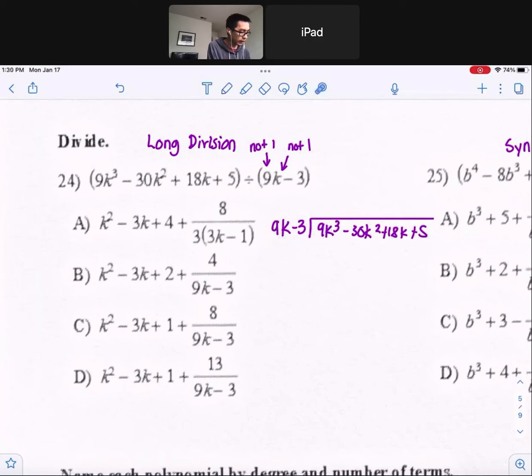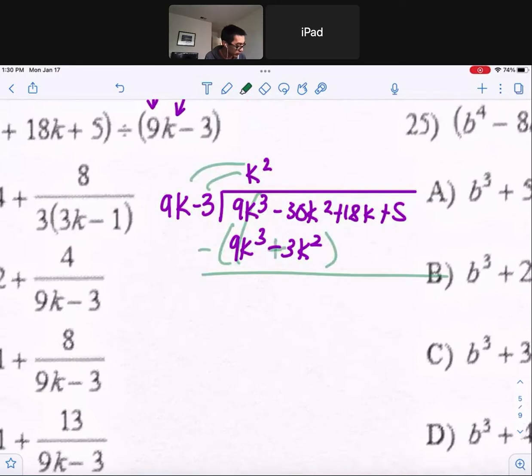What times 9k is 9k to the third? That would be k to the second. Then we distribute this to both of these. We get 9k to the third, and k to the second times negative 3 is negative 3k to the second. Now we subtract this from there. These will cancel because they are opposites, but look, minus a negative 3 will become positive 3. So negative 30 plus 3, you guys, is negative 27k squared, and then drop down the 18k.